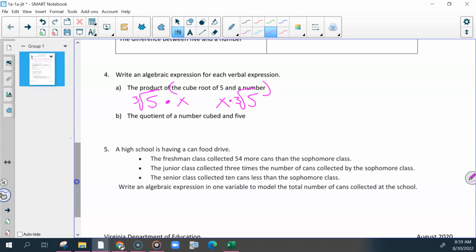What about the quotient of a number cubed and 5? What does quotient mean? Division. So, we're going to try to avoid using our division symbol, but use it as a fraction. So we know we're going to have some fraction. We need a number cubed and 5. Regina.